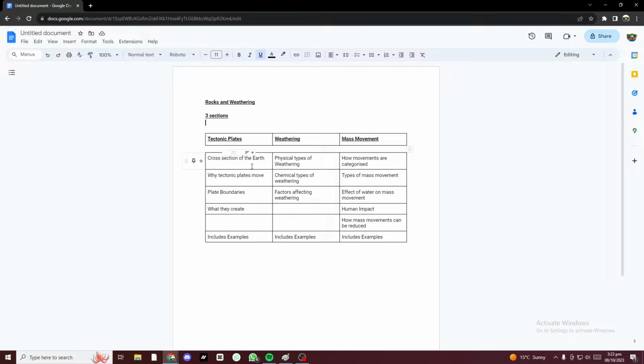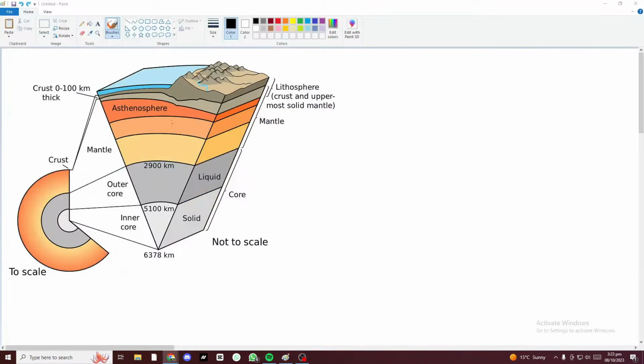I'll be going through the cross section of the Earth, why tectonic plates move, plate boundaries, what these plate boundaries create, and of course I will include examples. Okay, so here we have the cross section of the Earth. The cross section of the Earth is split into 4 parts. These are the inner core, outer core, mantle, and the crust.